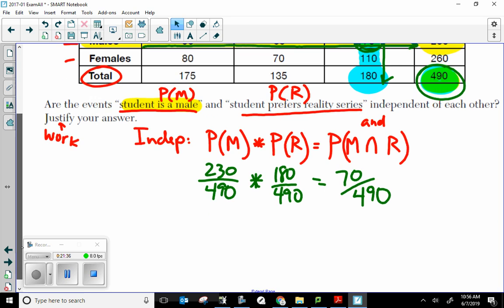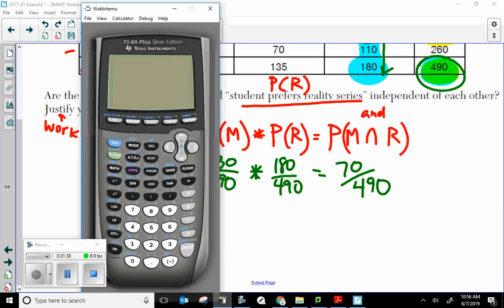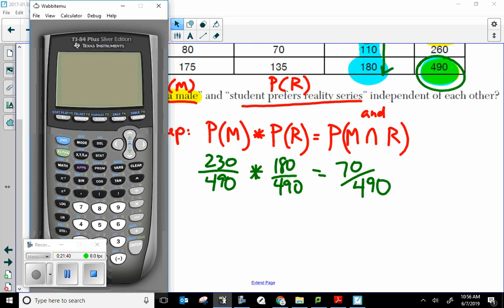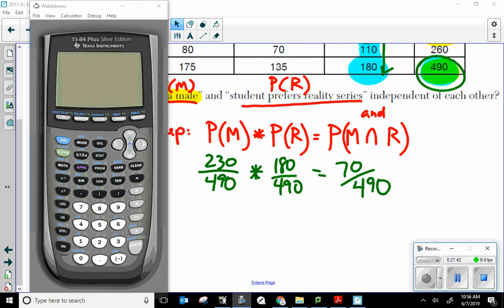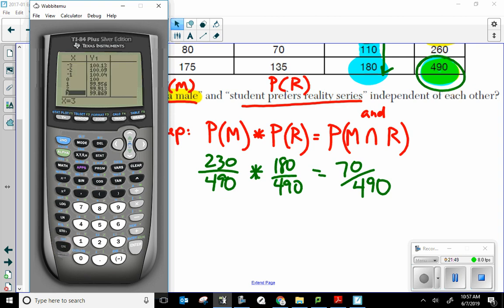So let's just use the calculator and get some numbers here, shall we? We shall. Let's move this here. Let's use the on. Man, how many times? There we go. How many times do you think you've got to hit the on button? All right.